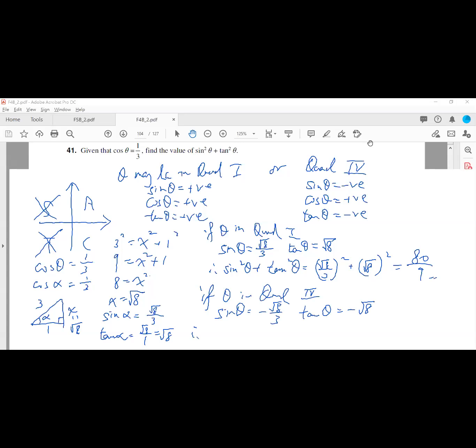Therefore, sine square theta plus tangent square theta is equal to this number in brackets squared plus this number in brackets squared. But when you use a calculator, you'll find that the answer will be exactly the same, 80/9. So both cases will give the same answer this time. It's okay. So that is like this.